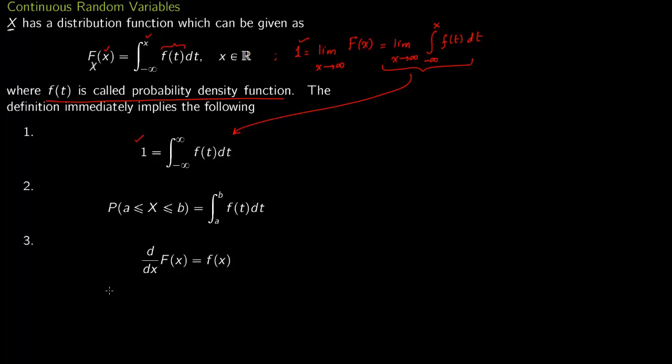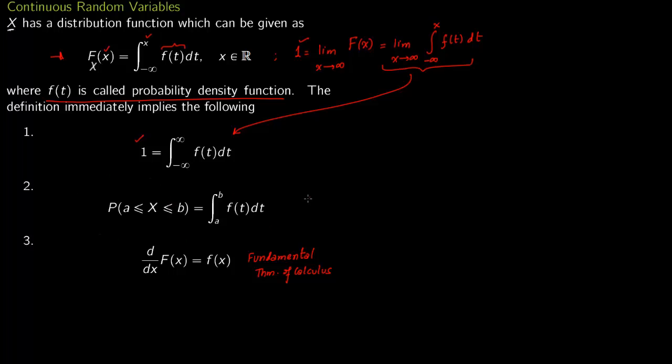Second thing is probability of x lying in the interval from a to b is given as integral from a to b of f of t dt. And third is d by dx of capital F of x is this small f of x. So this is fundamental theorem of calculus. So you basically differentiate both sides of this equation.